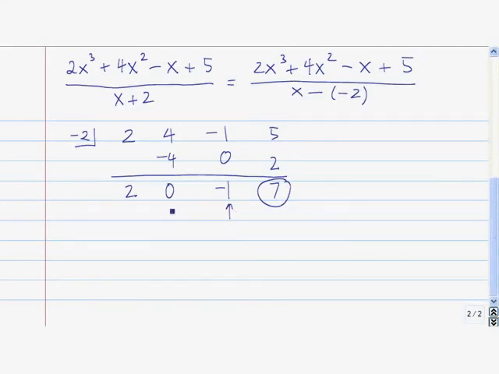That's the constant term. That's the coefficient of x. That's the coefficient of x squared. So our answer is 2x squared plus 0x, so we're going to leave that out, minus 1 plus the remainder divided by x minus a minus 2, which is really x plus 2. Okay, so that's our answer.